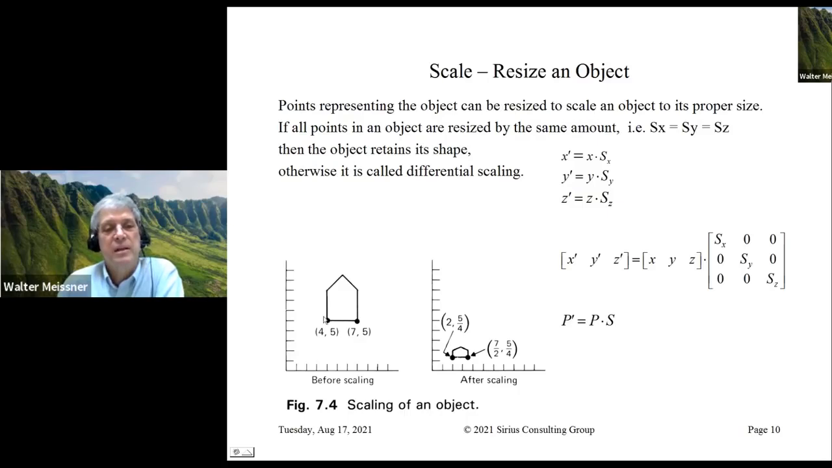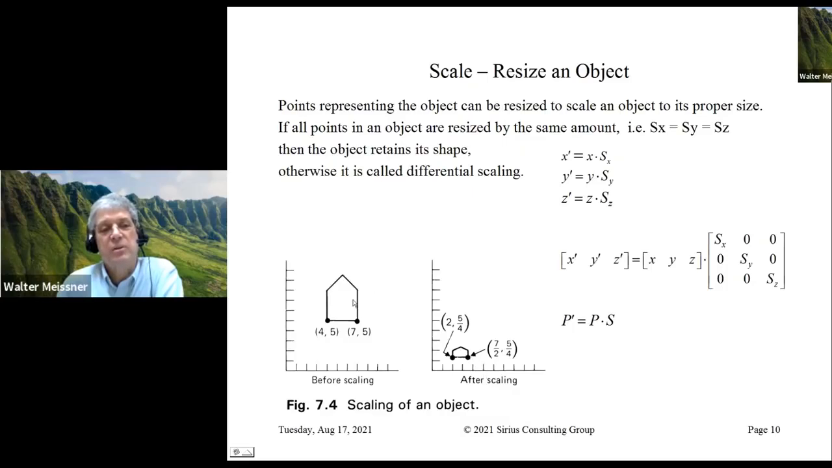So here's an example of the same house. In the X direction, it's divided by 2, and in the Y direction, it's divided by 4. It's applied to all the points, and then you can see how it scaled.